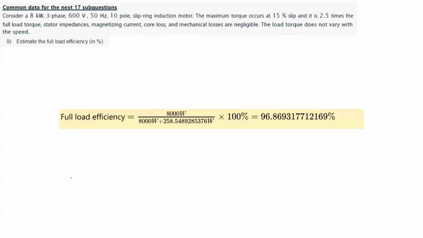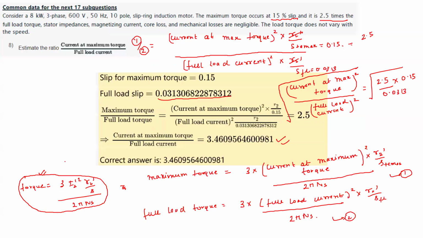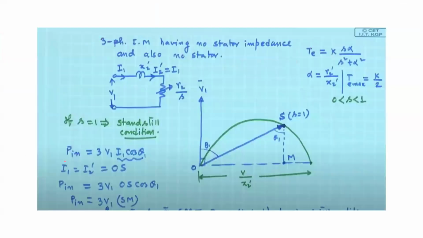So now we have to find the full load efficiency. What is the efficiency formula? Efficiency is output power by input. Now what is this output power by input? Output power is given in the question as 8 kilowatt. And input is what? Stator input.